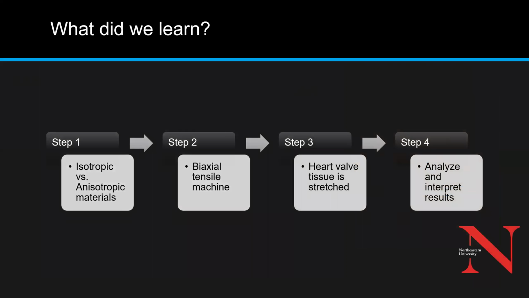In step 1, we have learned what the difference is between isotropic and anisotropic materials, having properties that vary in different directions. We then understand why a machine that measures stretch characteristics in not one, but two separate directions is useful. We used a real-world application where biaxial testing is necessary, such as studying the material properties of the heart valves. And finally, we analyze the load versus deformation graph. Does one direction stretch differently than another? If so, we have captured anisotropy of the material.